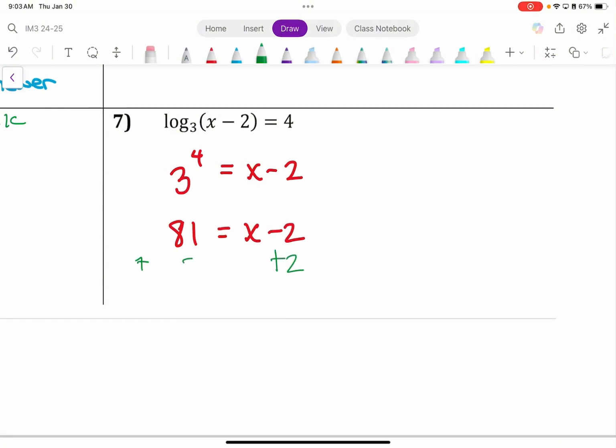Add the 2 to the other side. 83 equals x. Give me a thumbs up if you got 83. All right, good work, everybody.